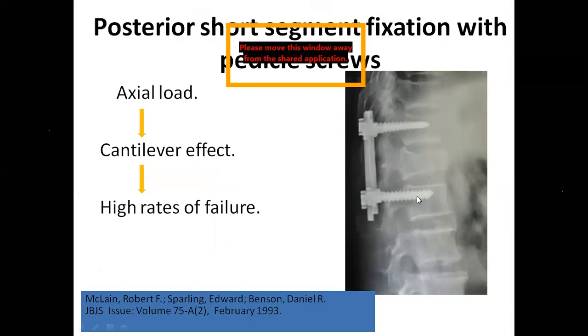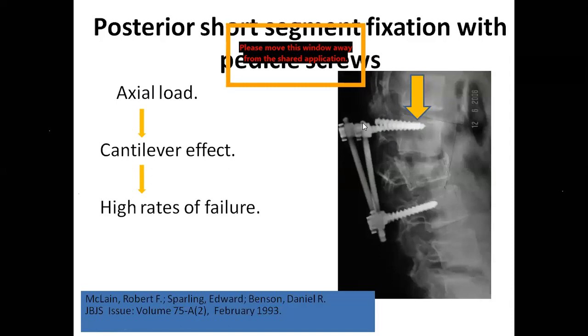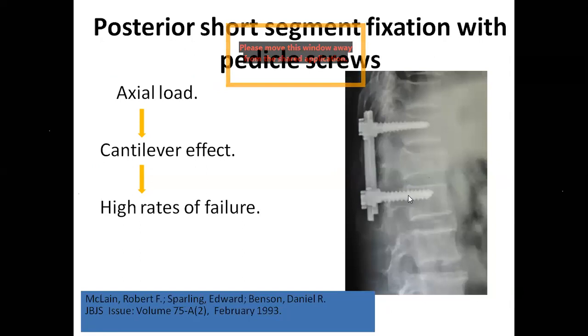Many times we have seen pedicle screw fixation. So there is a burst fracture of the L1 vertebra. So we have put, this is the pedicle screw. We have put a pedicle screw at T12 and we have put a pedicle screw at L2. Is that enough? What will happen? Whenever there is an axial load, because of the cantilever effect, there is a high rate of failure. When there is axial load, these screws will not hold. There can be screw breakage, there can be kyphotic deformity. So fixation one level above, one level below is not indicated in any kind of fractures. You should forget this kind of surgery.